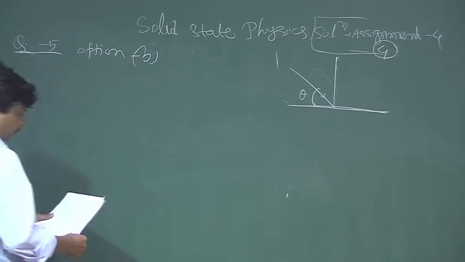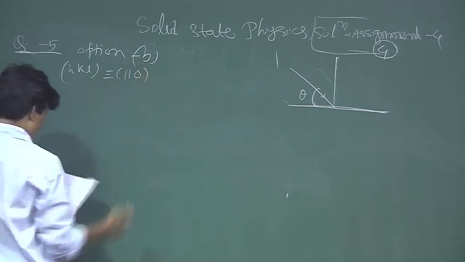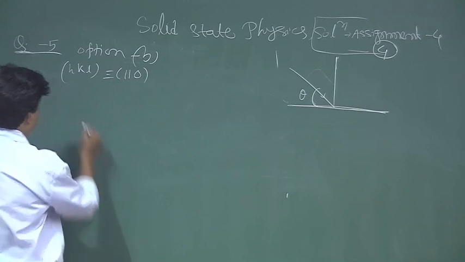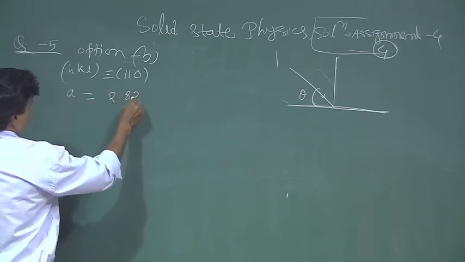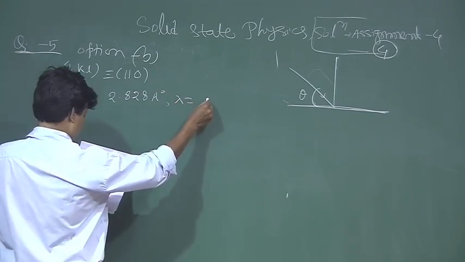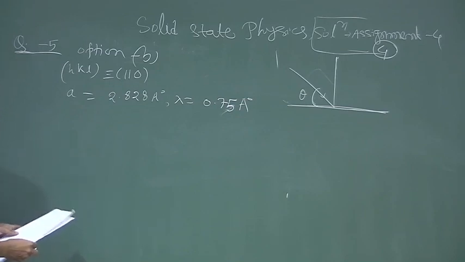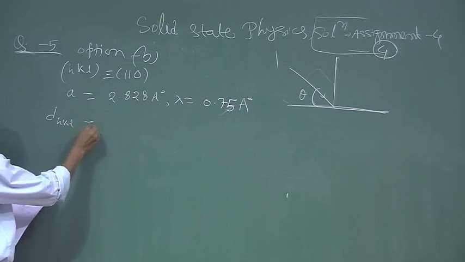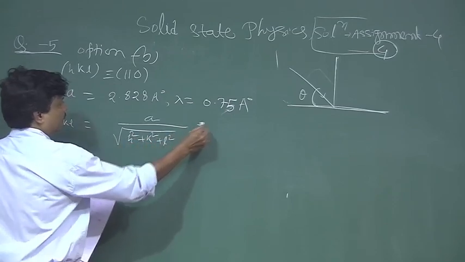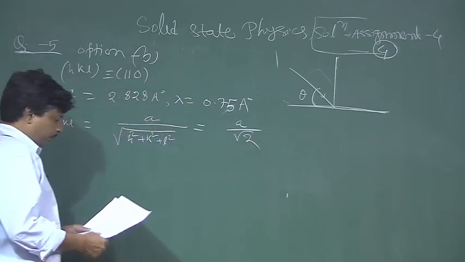So, we have to find the glancing angle. Here your plane is the 110 plane, hkl is 110, and a is given, a is equal to 2.828 Angstrom, and the wavelength of the X-ray, that is lambda, is 0.75 Angstrom. First, d hkl for the simple cubic type is a by root over h square plus k square plus l square, that is equal to a by root 2, as the plane is 110.